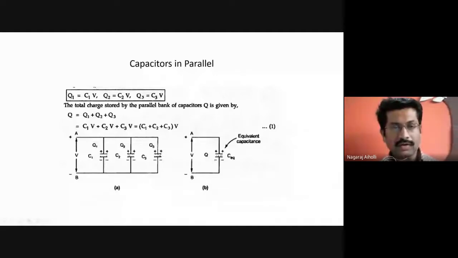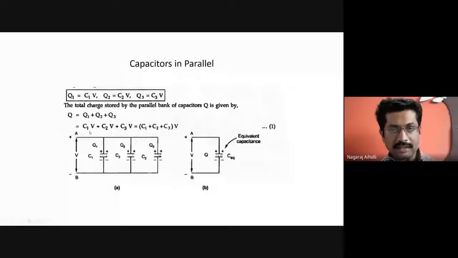For parallel capacitors, the voltage will be constant. It will be the same across the parallel branches. So Q2 will be C2 into V, Q3 is equal to C3 into V. I have connected the voltage V, and the voltage across C1 is the same as the input voltage V. Voltage across C2 is the same as the input voltage V. Voltage across C3 is also the same as the input voltage V because they are connected in parallel. And we know that whenever the capacitors are connected in parallel, whatever is the input voltage, that will be the same for all the capacitors.